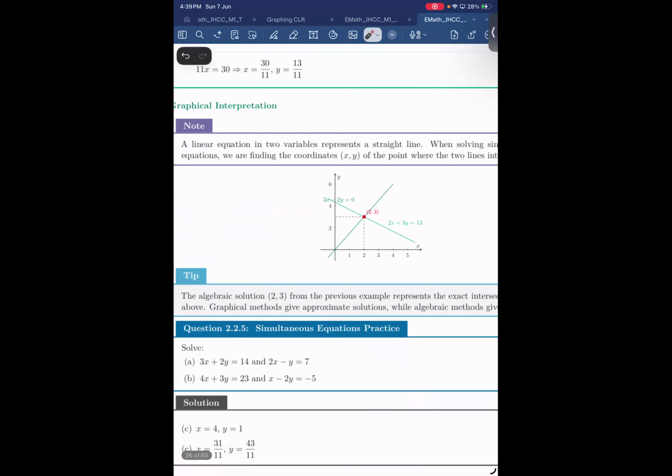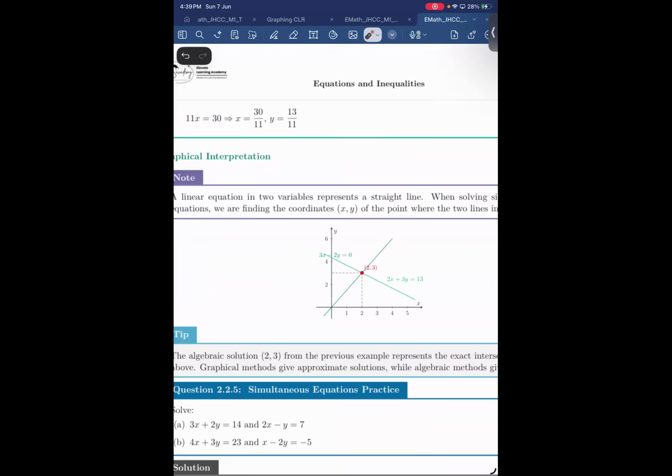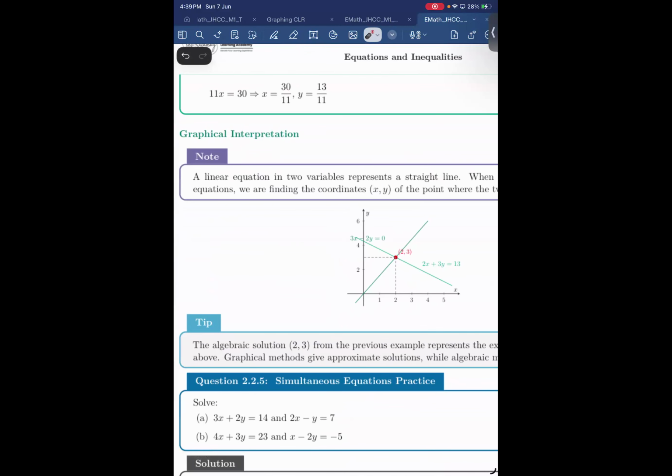For this one, just solve part A, simultaneous equations. One of the parts that has a bit more algebra topics.